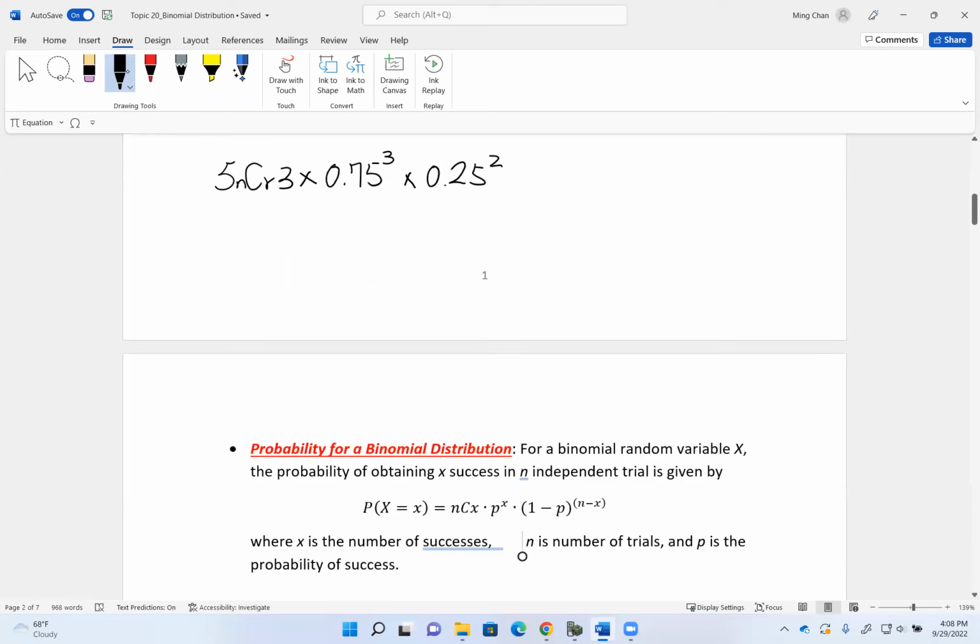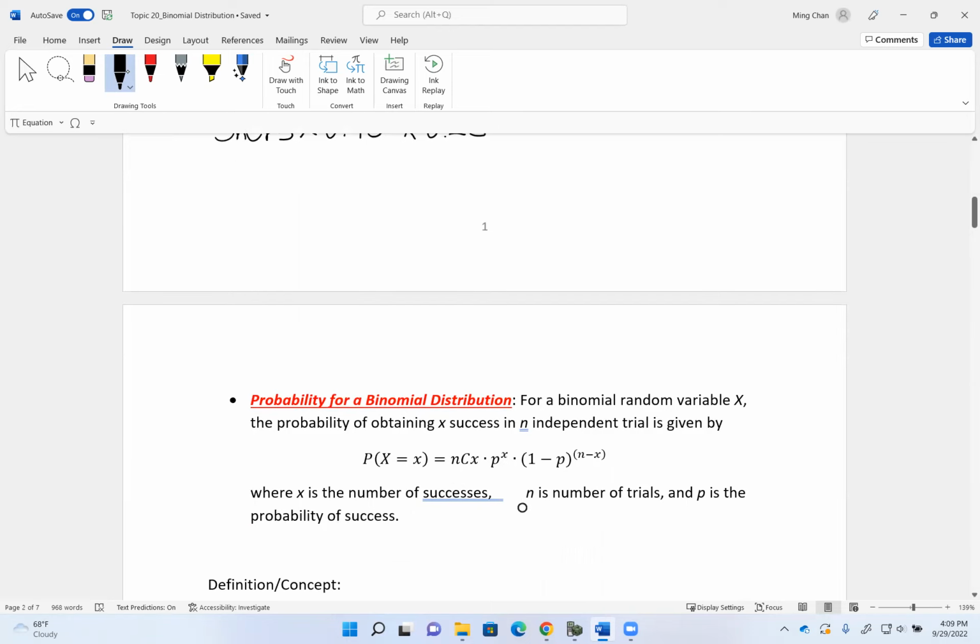For a binomial random variable x, the probability of obtaining x number of successes in n independent trials is given by n choose x, so that's how many ways of success, times the probability of success p to the x, the number of successes, times 1 minus p, which is your q, the probability of failure, raised to the n minus x, which is the number of failures. X is the number of successes, n minus x is the number of failures, p is the probability of success, and q is the probability of failure.